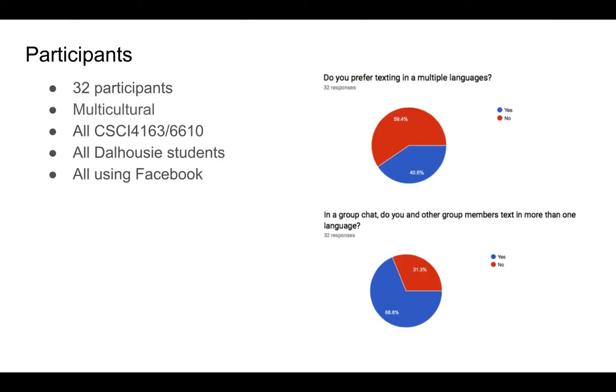The participants for our study were all students in Dalhousie's Human-Computer Interaction class, with many of the respondents being multilingual. This was perfect for our theoretical multi-language application in question, as we are looking for younger, more tech-savvy users who spoke multiple languages.